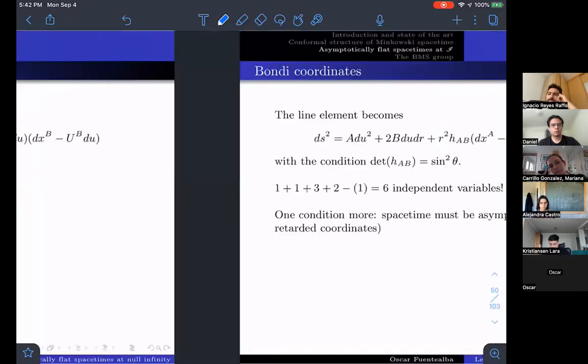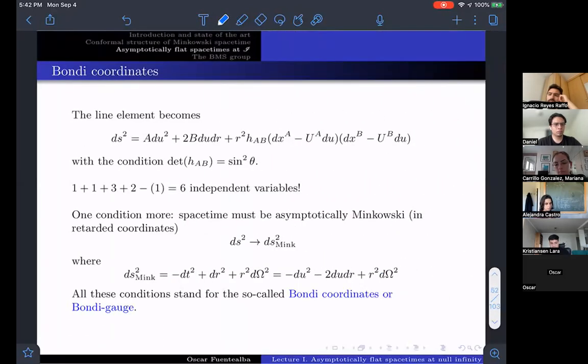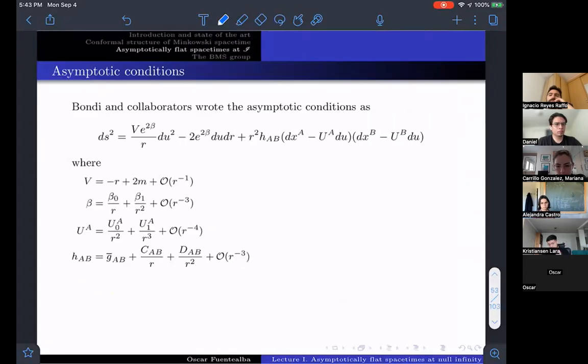line element. But also we need one more condition, and that is that the spacetime must be asymptotically Minkowski. And this means that in retarded coordinates, this must take the form of the Minkowski metric. So all these conditions are what we call Bondi coordinates or Bondi gauge. Okay. So what about the fall-off of the Bondi gauge? Well, this is the fall-off. It's something that you can find in the original papers, and it's supposed to be describing most of the solutions of the theory. Okay.